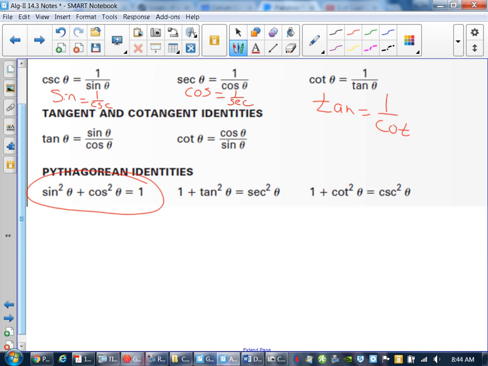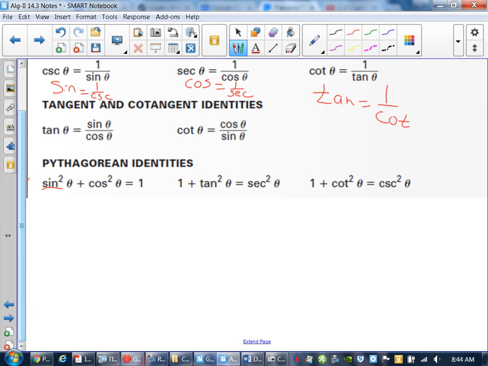Same thing with this. So you had sine squared plus cosine squared was 1, which meant if I isolate sine squared, I can say that it is 1 minus cosine squared. If I want to get cosine squared by itself, I can write it as that. Those are easy manipulations within those. You're just isolating a variable, if you want to think of it that way.